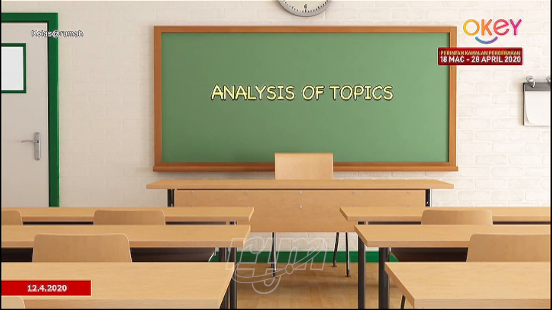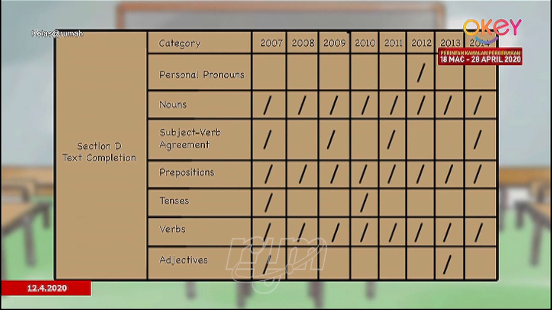Analysis of topics. Let's analyze the grammar aspects that appeared in the previous UPSR papers. This table summarizes the topics and the year they appeared. As you can see, personal pronouns, nouns, subject-verb agreements, prepositions, tenses, verbs, and adjectives were examined for this section.